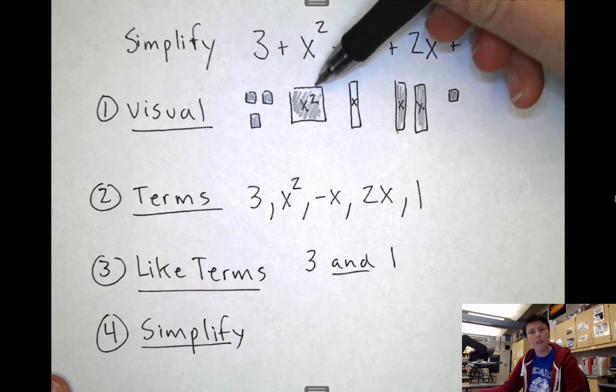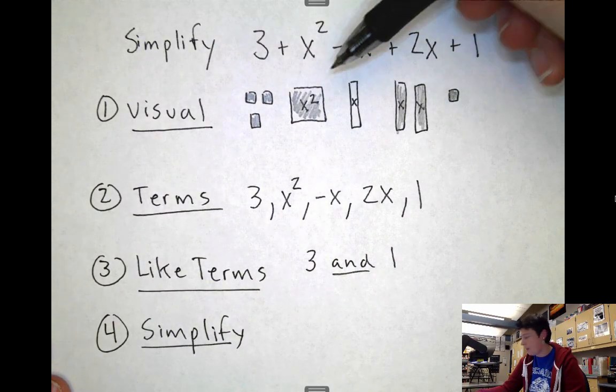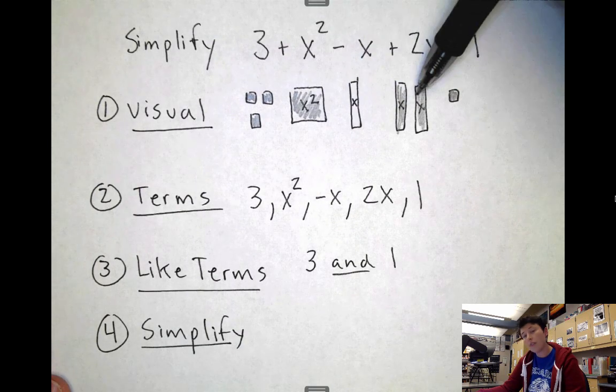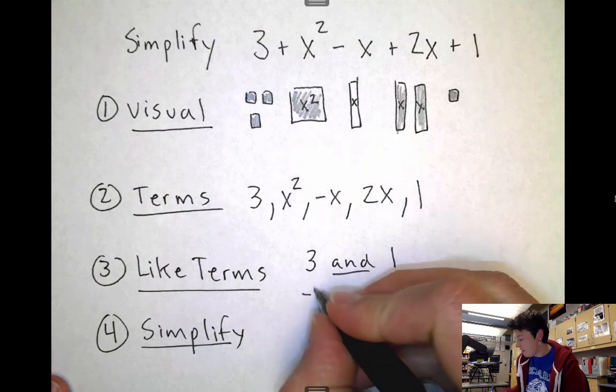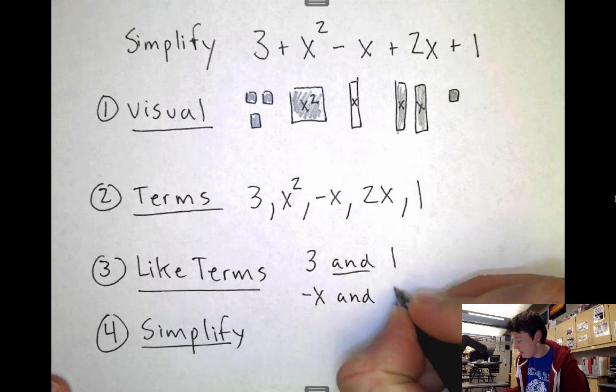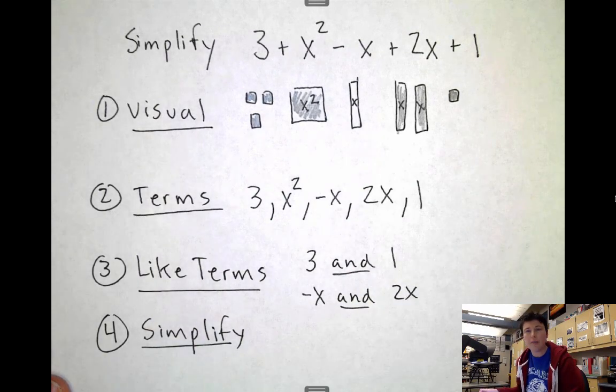The x squared has no like terms. I don't see any other x squareds anywhere. The negative x and the 2x, those are like terms. So negative x and 2x also count as like terms.